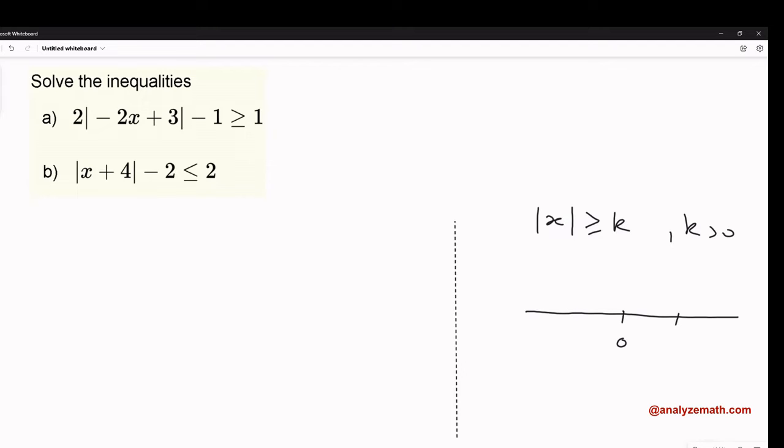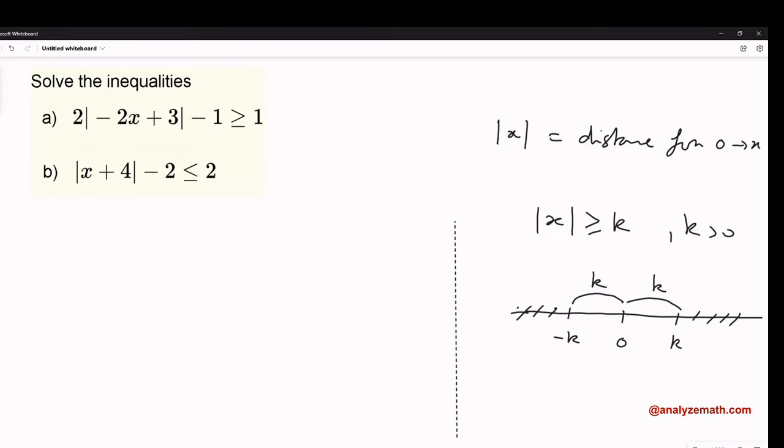So this is 0, this is k, and this is negative k. From 0 to k, the distance is k. From 0 to negative k, the distance again is k. Now, we're looking for the absolute value of x. Remember, the absolute value of x is the distance from 0 to x. So if we want the absolute value of x to be bigger than k, x must be here or here, because here the distance is greater than k, and also here the distance is greater than k.